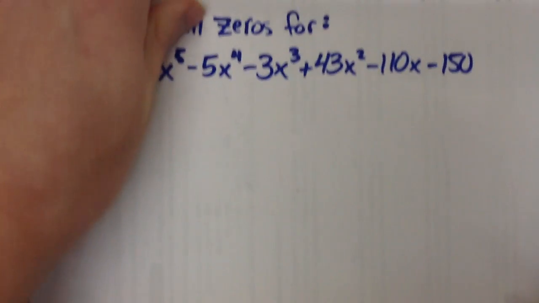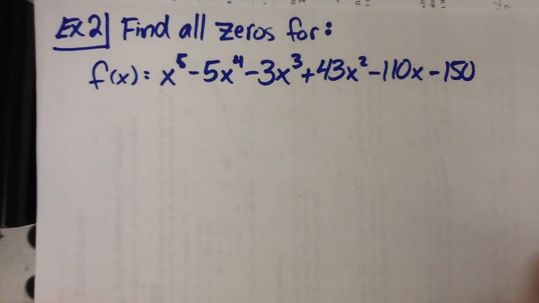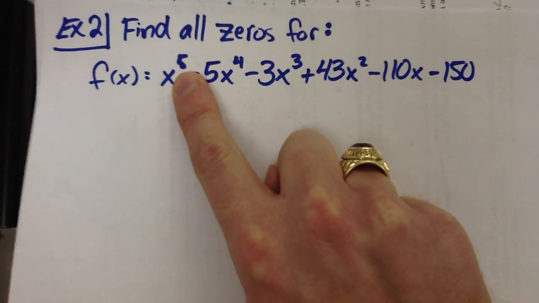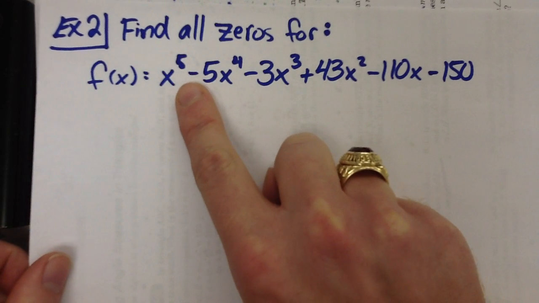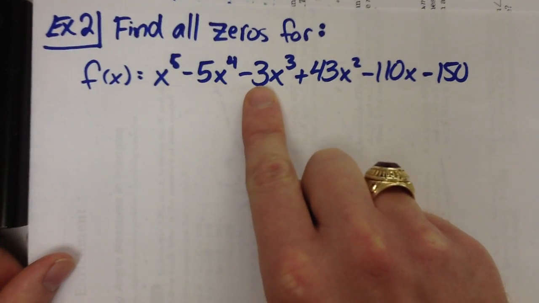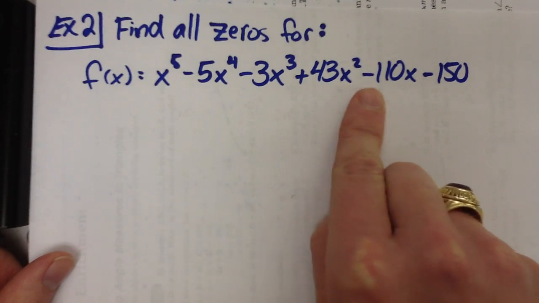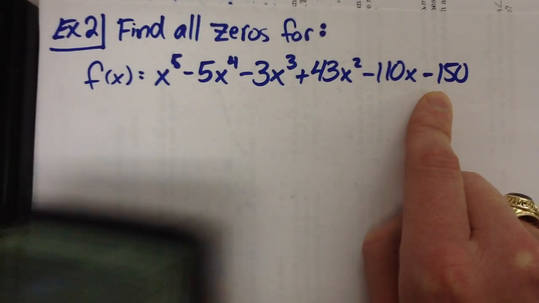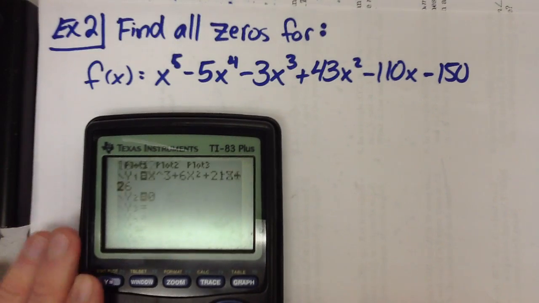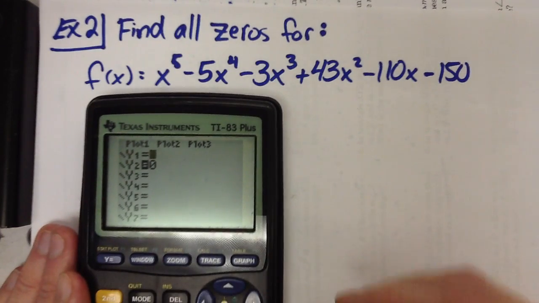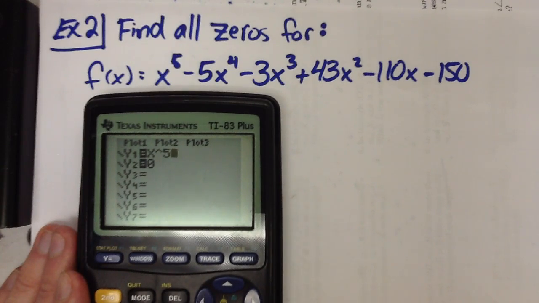All right, example 2. This one's a little bit bigger. We got a degree of 5, so we're going to have 5 zeros to find here. It's x to the 5th minus 5x to the 4th minus 3x cubed plus 43x squared minus 110x minus 150. Yeah, that's pretty big. We do know we got 5 zeros, so that's a good place to start. Let's go ahead and put it in a calculator.